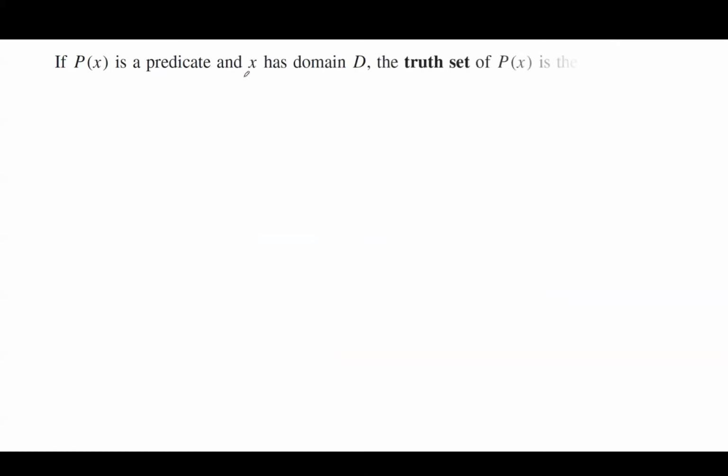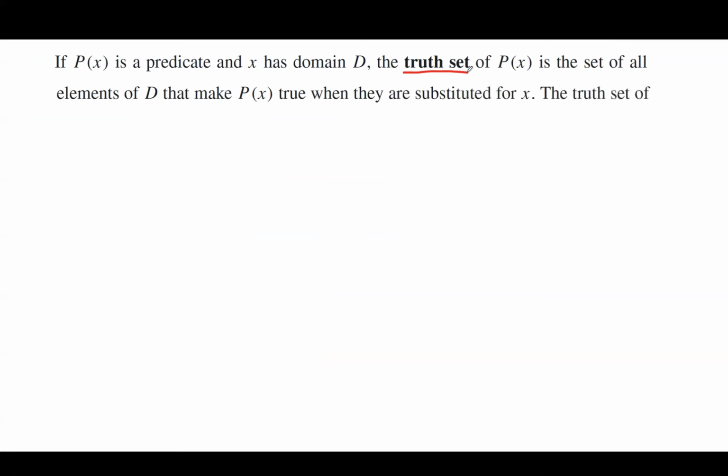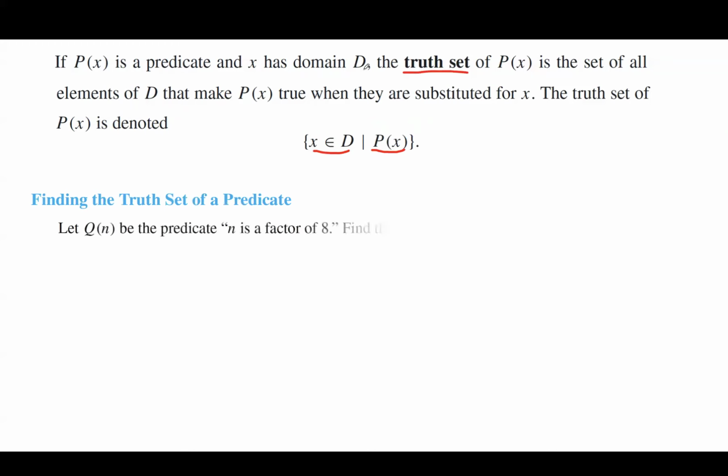If P of X is a predicate and X has a domain D, we can define the true set of the predicate, which is the set of all values that make this statement a true statement. So this true set is a subset of the domain. We denote this by the set of all X values in the domain such that it satisfies P of X. Now, please note that domain D is very important. If we change the domain, we get a different true set.